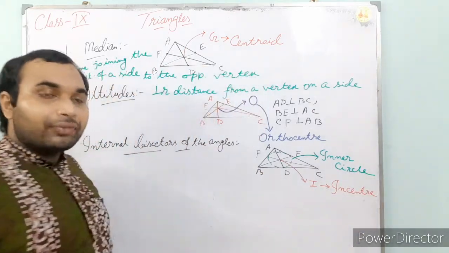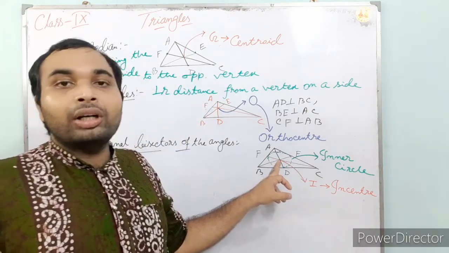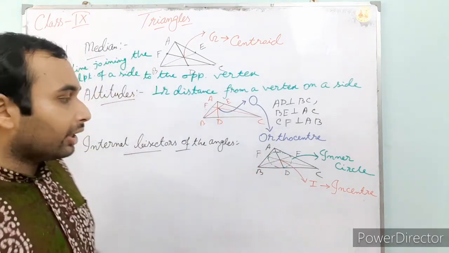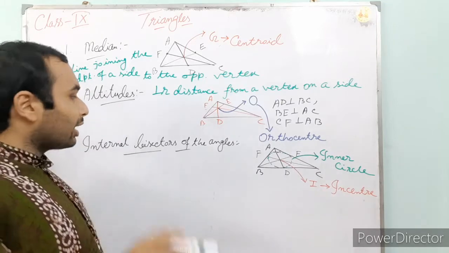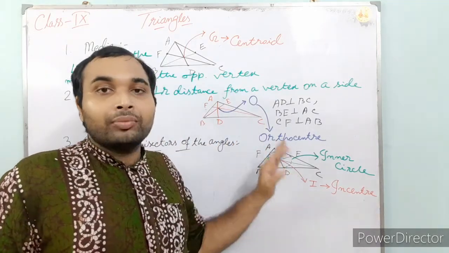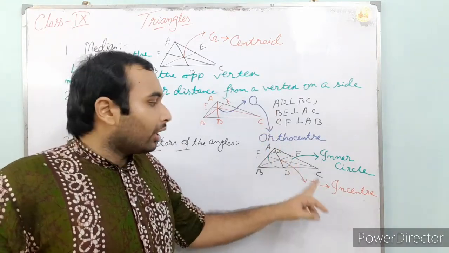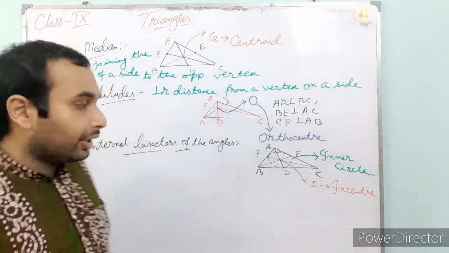Inner circle of the triangle, and this center is called the incentre of the triangle. From where is the incentre coming? From the intersection point of the angular bisectors of the triangle. That is called the incentre of the triangle.